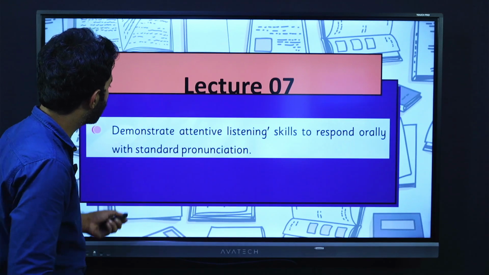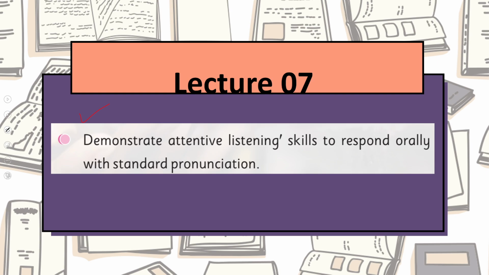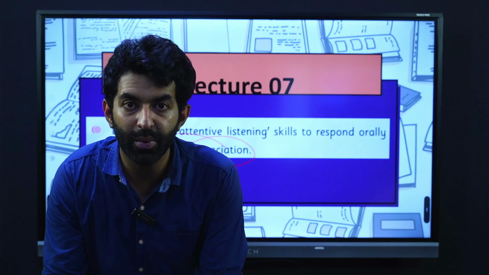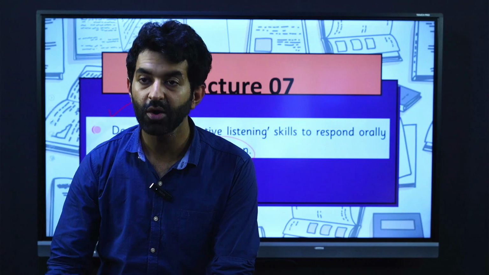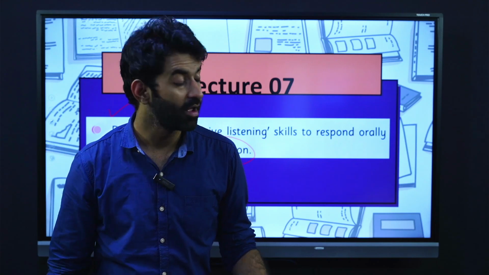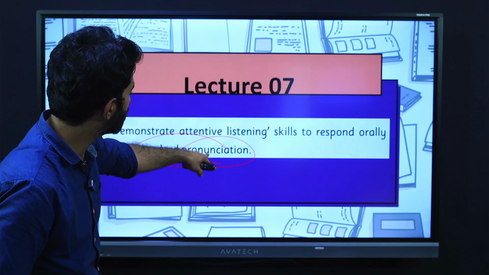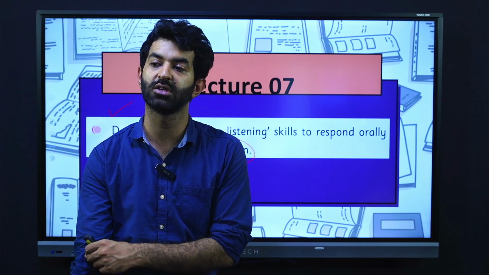नेक्स्ट वन, दिस इज अबाउट oral communication. Demonstrate attentive listening skills to respond orally with standard pronunciation. हम कुछ वर्ड्स लेंगे, कॉमन वर्ड्स जो कि बहुत ज्यादा मिसप्रोनाउंस किए जाते हैं. फॉर एग्जाम्पल द वर्ड प्रोनाउंसिएशन. व्हाट डू वी कॉल इट? वी से प्रोनाउंसिएशन. दिस इज रॉन्ग. We'll talk about pronunciation, we'll talk about attentive listening skills and standard pronunciation.